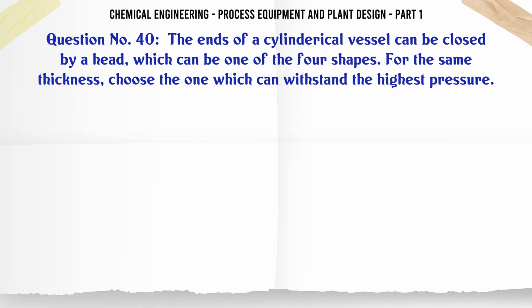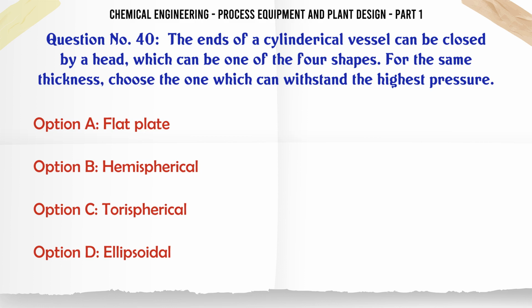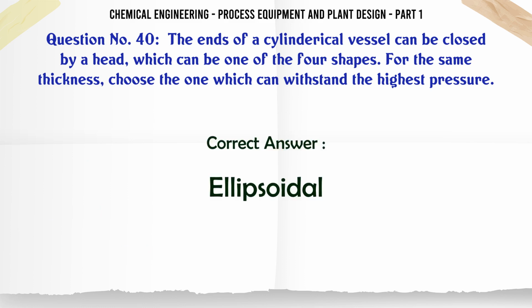The ends of a cylindrical vessel can be closed by a head, which can be one of the 4 shapes. For the same thickness, choose the one which can withstand the highest pressure. A. Flat plate. B. Hemispherical. C. Torispherical. D. Ellipsoidal. The correct answer is ellipsoidal.